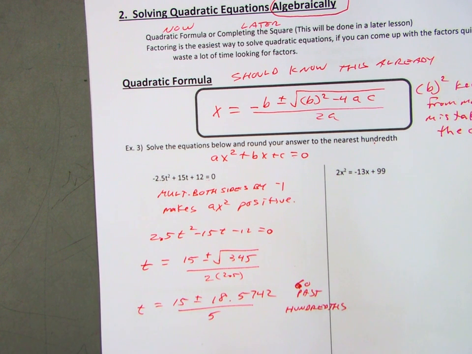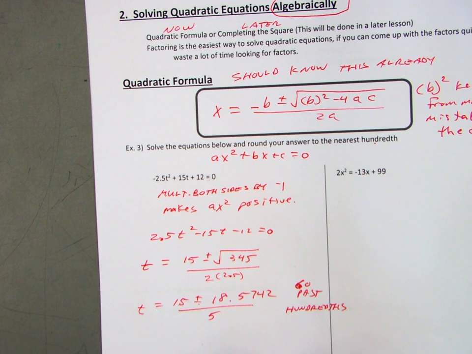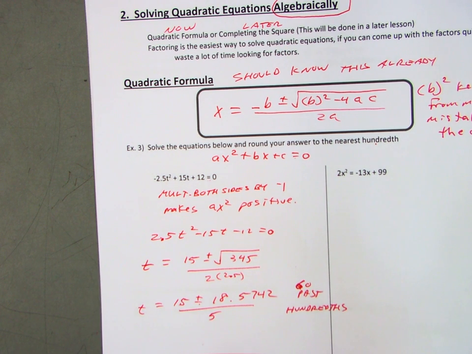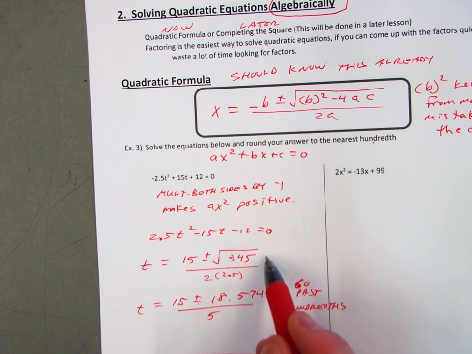15 plus 18.5742 all over 5 is 6.71. 15 minus the 18.5742 all over 5 is -0.71, both rounded to the nearest hundredth. Okay.